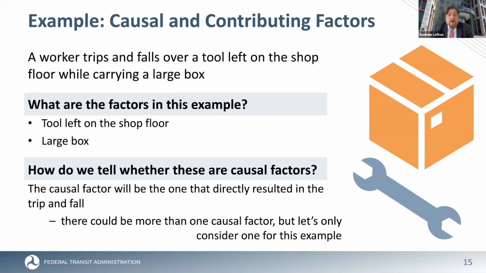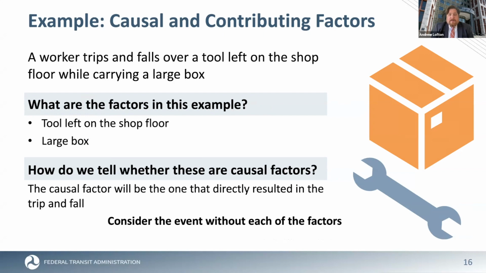Now, how do we know which one of those two would be our causal factor? Well, as we just discussed, the causal factor is going to be the one that directly resulted in the trip and fall. We also should mention that in real life, we're not just talking about these simple examples, there often could be more than one causal factor, but for today's example and for simplicity, we're just going to focus on one causal factor.